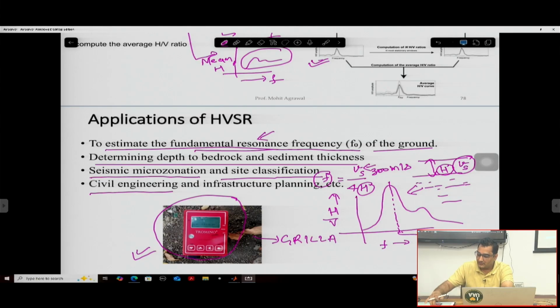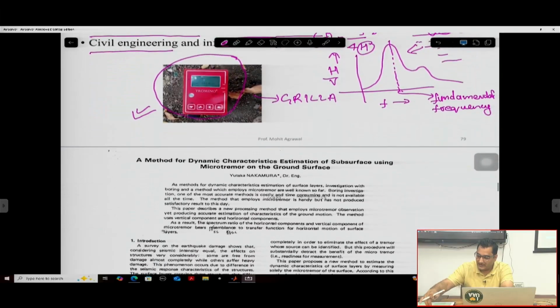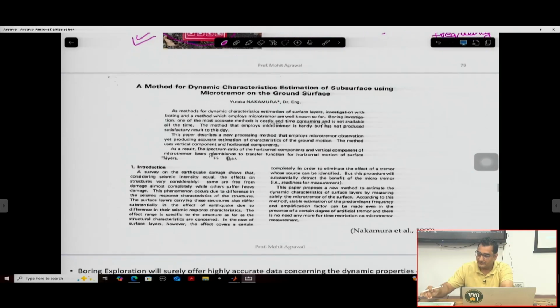Okay, so you can see our aim is to find out the shear wave velocity model in order to characterize the soil underneath the subsurface. So this is the famous paper that was published by Nakamura in 1989: a method for dynamic characteristics estimation of subsurface using microtremor on the ground surface. So they basically explained this paper.